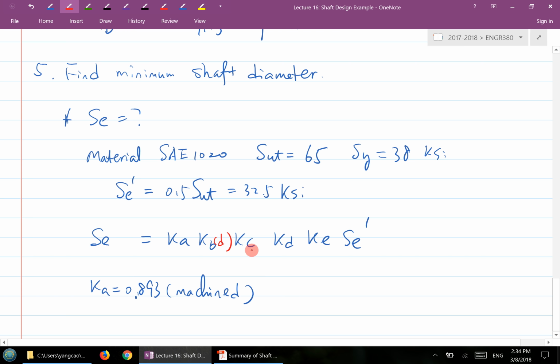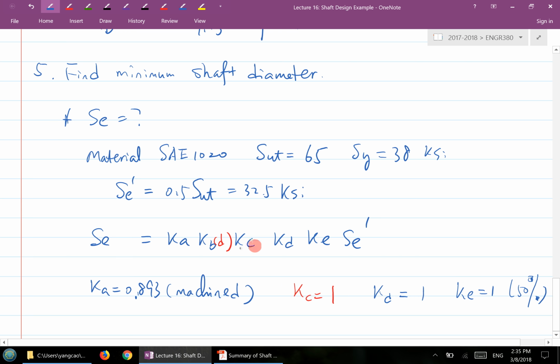And KC is the loading condition, so that will be just 1. That's basically the typical loading condition. Okay, and then KD is the temperature, right? So assuming room temperature in this question, it will be 1. And KE is the reliability. For 50% reliability, which is what the question gives, it is 1. Okay, so those are the parameters here.